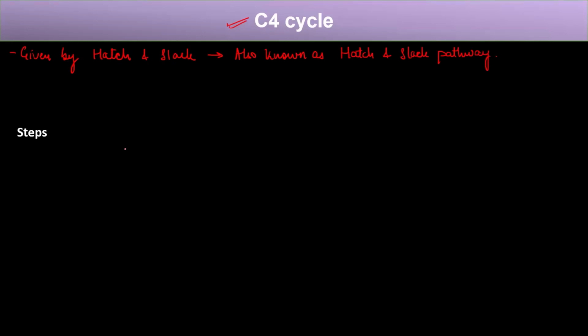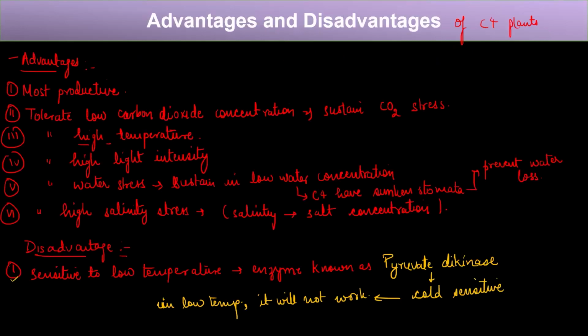Okay. Now, in the C4 cycle, another advantage, and the most important one, is that it does not undergo photorespiration. And we will see why this happens.